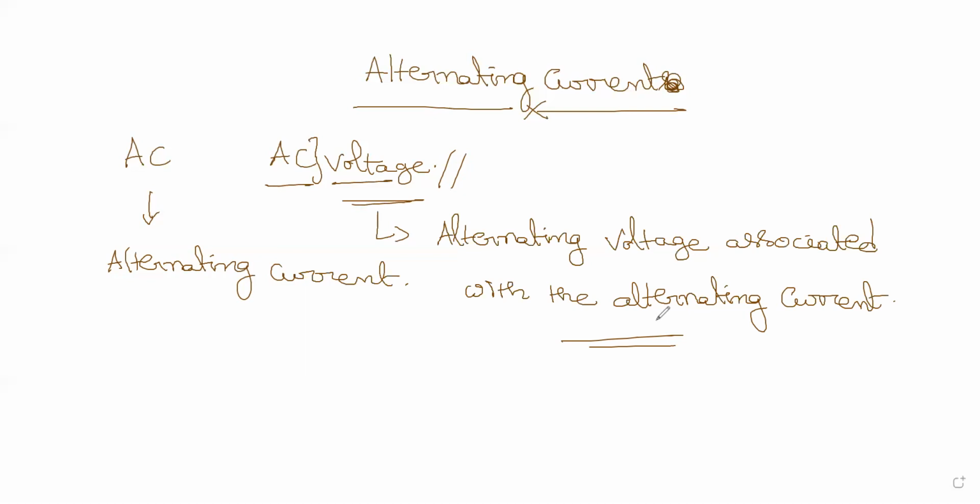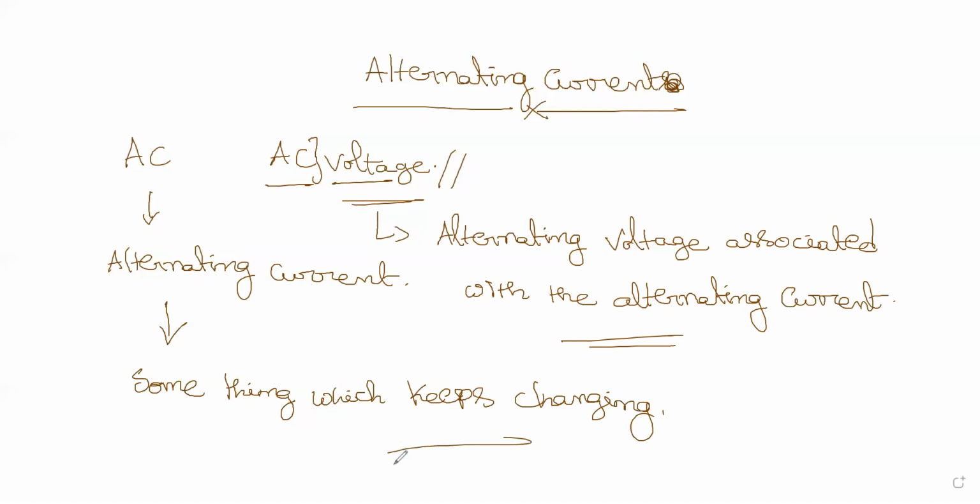What is alternating? Alternate means something which keeps changing all the time. That's how we say that it is alternating. Something which keeps changing is called alternating. So that is to start with.